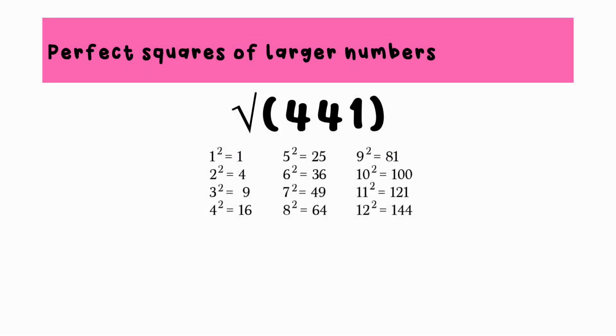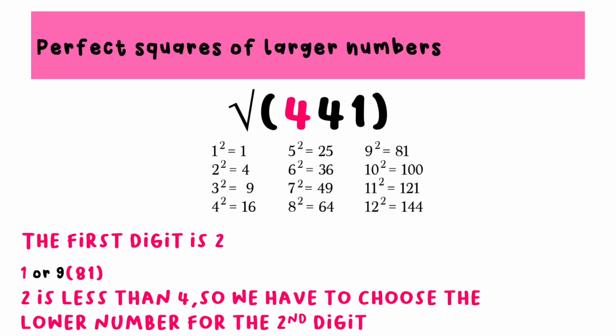Now that we have our candidates for the second digit, let's look for the first digit. 441 is a 3-digit number, so we're only looking for a 2-digit number. Since the first digit is 4, let's look for a number whose square does not exceed 4. Here we have the square root of 4, which is the number 2. So the first digit is 2.